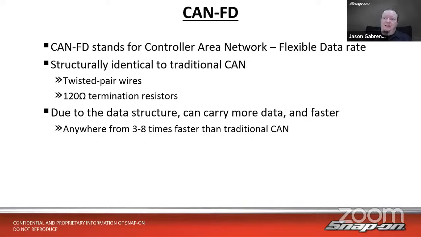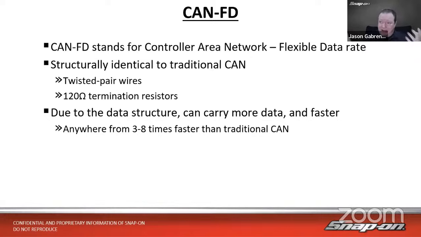So CAN-FD stands for Controller Area Network, which is CAN, and then FD is flexible data rate. So it has a variable data rate that can go faster or go to the same speed as CAN. Structurally identical, like I said, it's going to have a twisted pair of wires, just like regular CAN, 120 ohm termination resistors on the ends. The nice thing about CAN-FD is I can use CAN modules and CAN-FD modules on the same network and they don't care. They'll talk to each other.